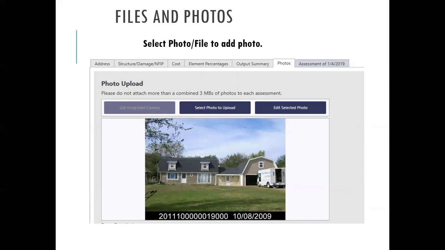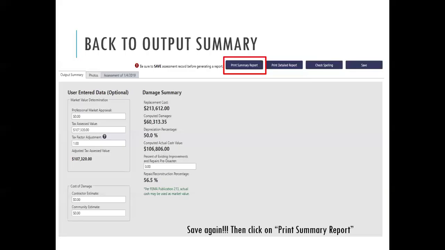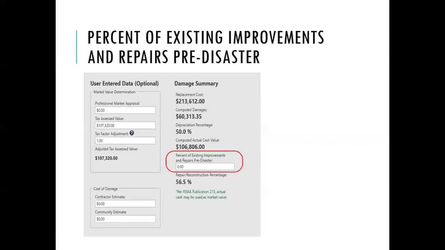Again, there's a place for photos, and then again, the output summary. And again, you want to have this whiteboard so that you can note the property address and set it up close. And then you should take a farther away picture and then keep those photos organized so that you can make sure that they're going into the correct assessment. Then you can print summary report once you've got this calculated, and it'll show you the percent damage.